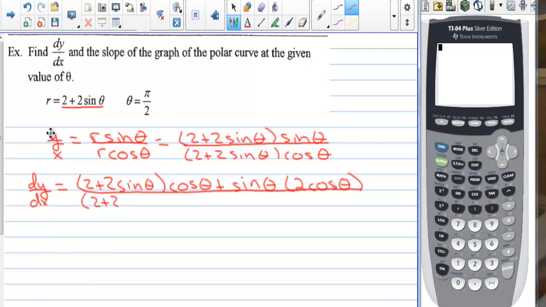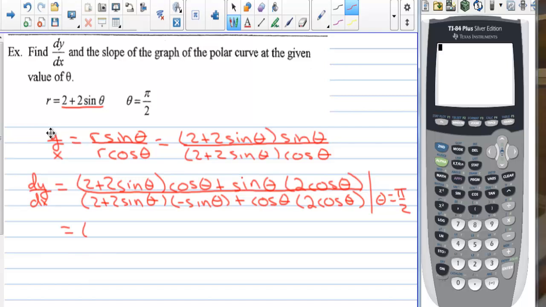first times derivative of second, which is negative sine of theta, plus second times the derivative of the first, which is 2 cosine theta. There's the derivative, and now we have to evaluate this. We'll evaluate it at theta equals pi over 2.